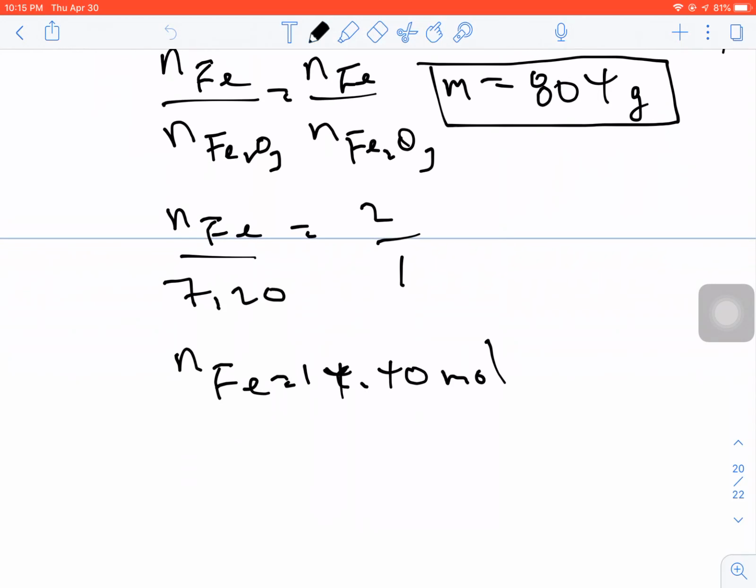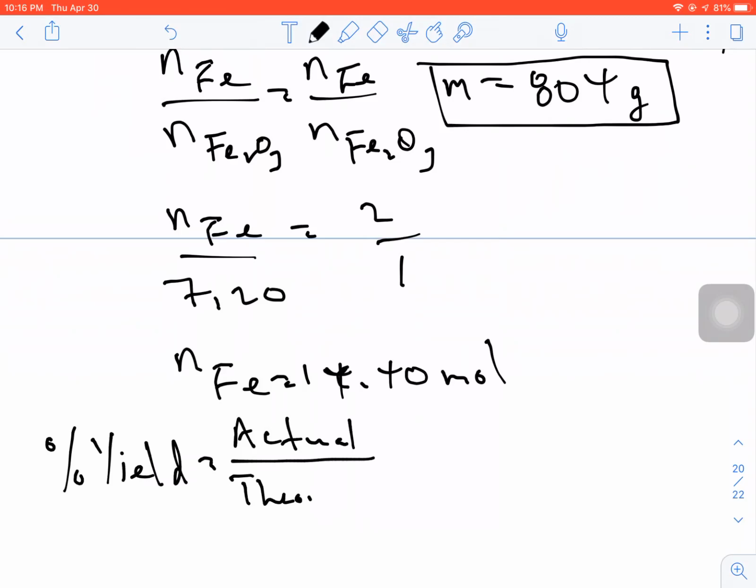So I'm going to actually calculate my percent yield. The yield is what I get. And my percent yield is the actual amount that I got in the lab divided by the theoretical amount, in other words, how much I thought I was supposed to get, times 100.